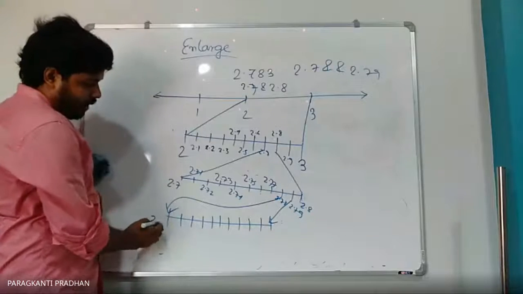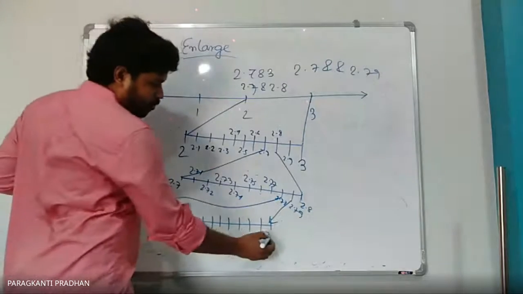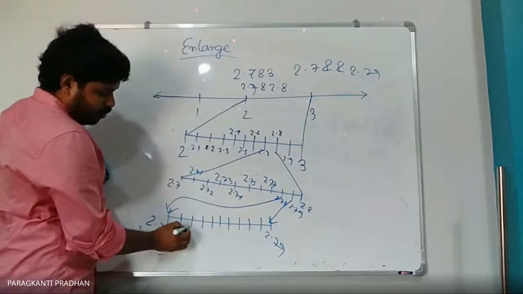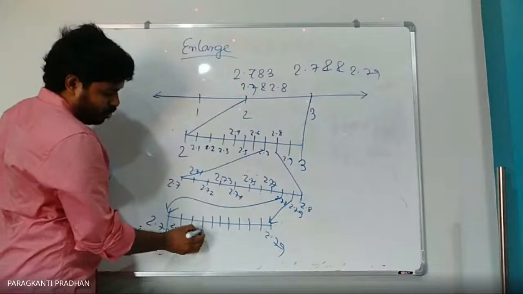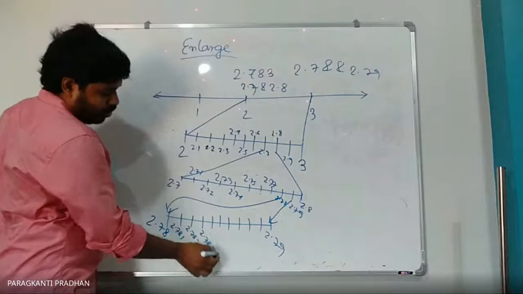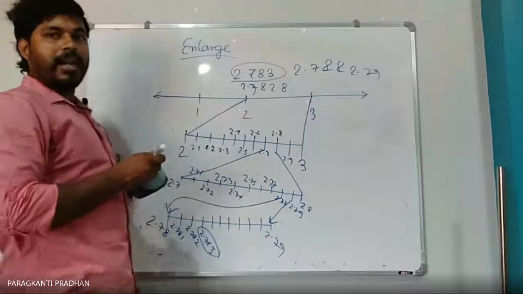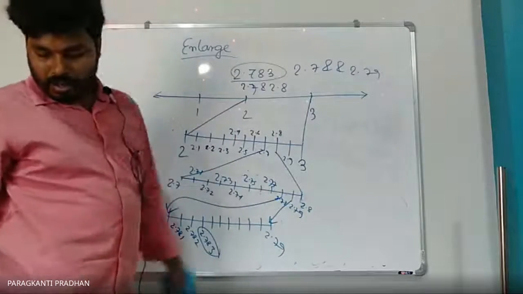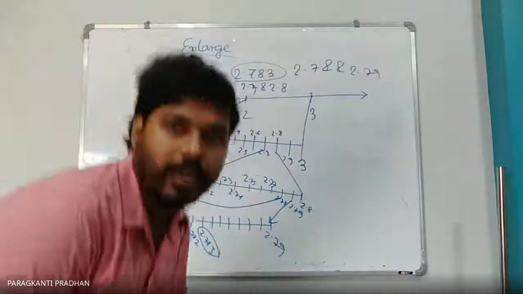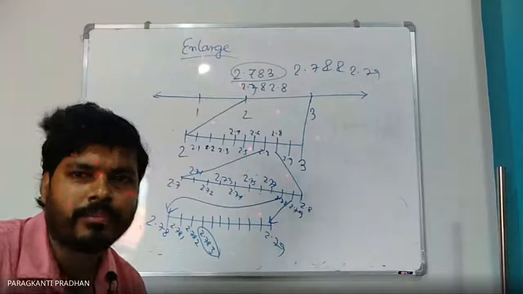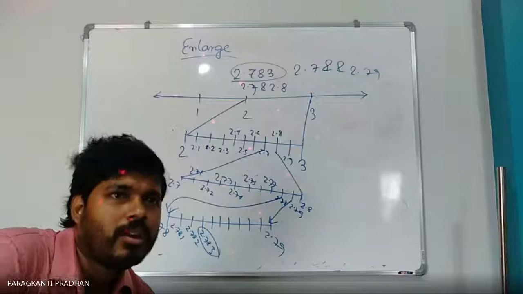Again, this will be 2.78, and this will be 2.79, and this value will be 2.781, 2.782, 2.783. So we get the answer 2.783. This is the enlarged magnifying process. Is it clear, everyone? Yes, sir. Very good.